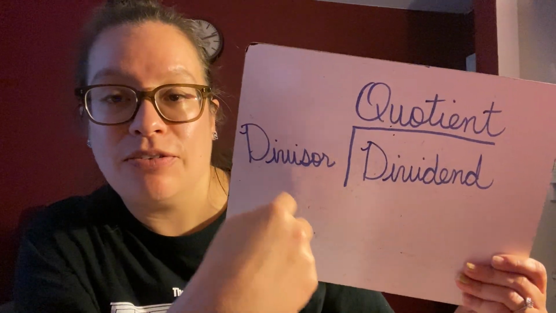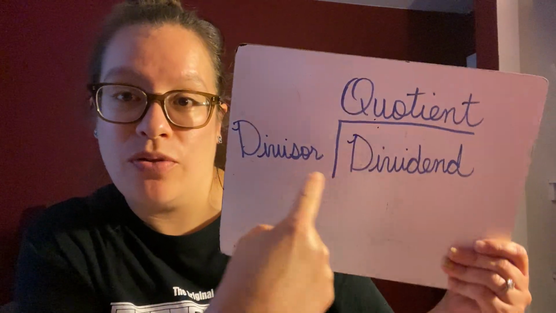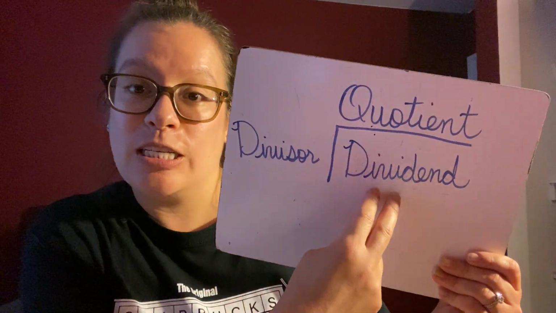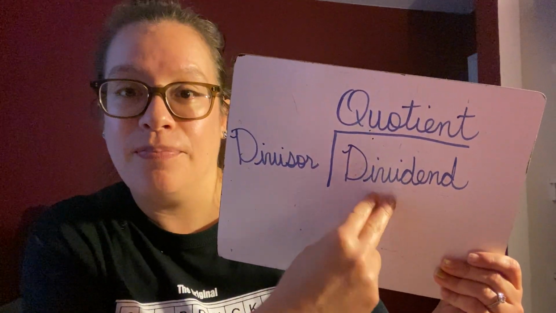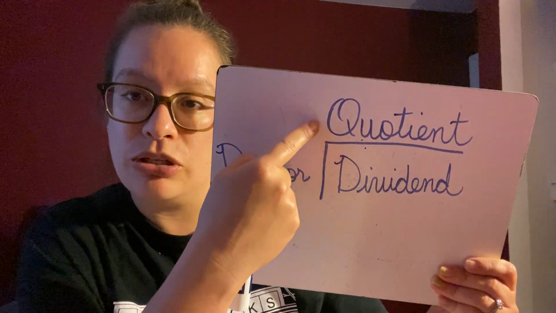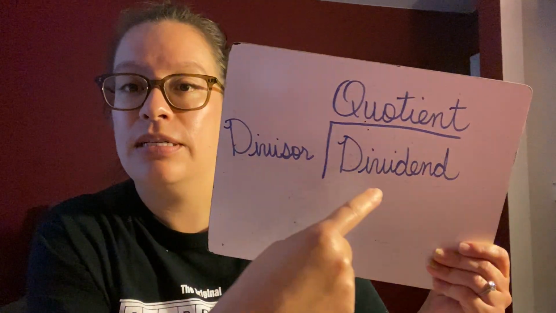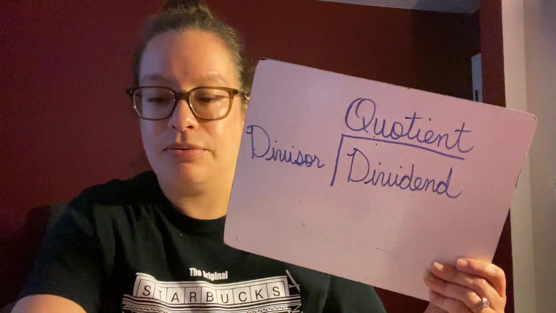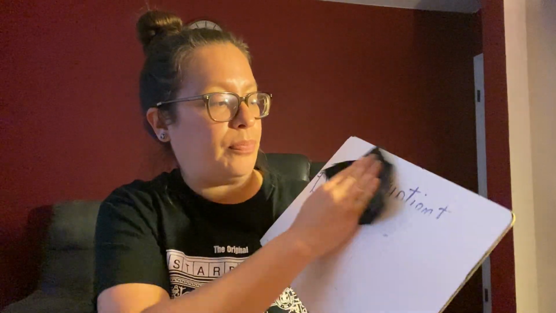So the number that's being divided into the number, that's called the divisor. The number that's being divided is called the dividend. And the answer is called the quotient. So divisor, dividend, quotient. Okay? So what you can do, boys and girls, is write that down in your math notebook, so you can just have that on hand. Okay? All right.